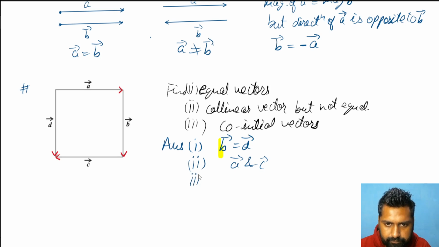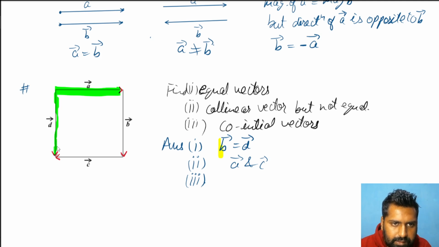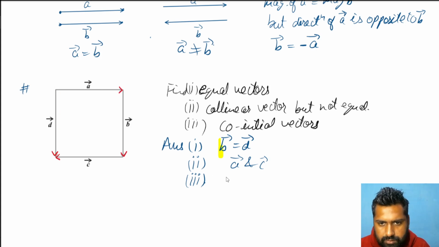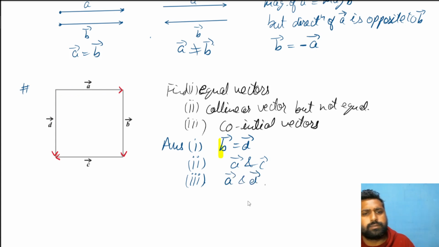Third, co-initial vectors, meaning they should have same starting point. You can see only two vectors have same starting point, this and this. They are both starting from this point, that's the co-initial point. So A vector and D vector, they are co-initial. All right.